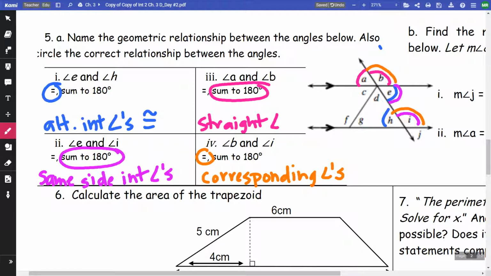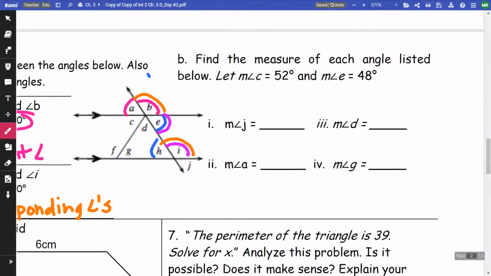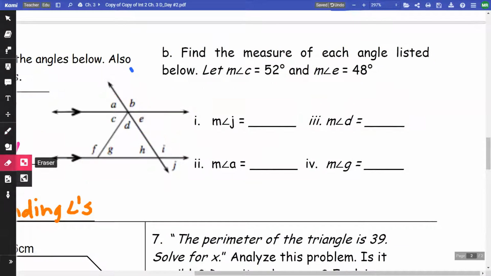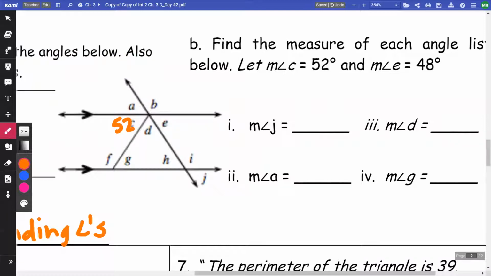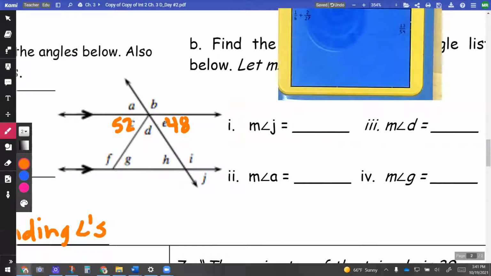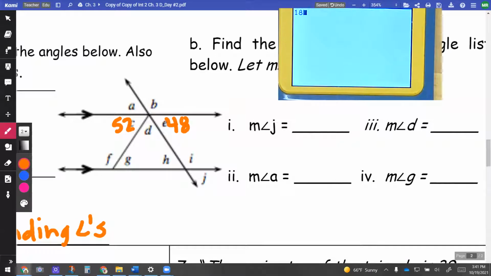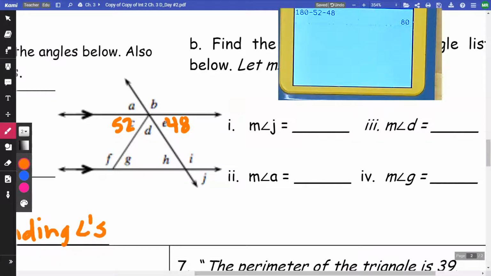So now on B, same image, same picture, okay. Find the measure of each angle listed below. Let angle C be 52 degrees. So this is going to be 52 degrees and angle E be 48. So what I'm going to do is I know that if I take 180 minus 52 minus 48, I get 80. So this right here is going to be 80 degrees. This is going to be 80 degrees. Let me just maybe not write it over the D. How about that? 80 degrees.